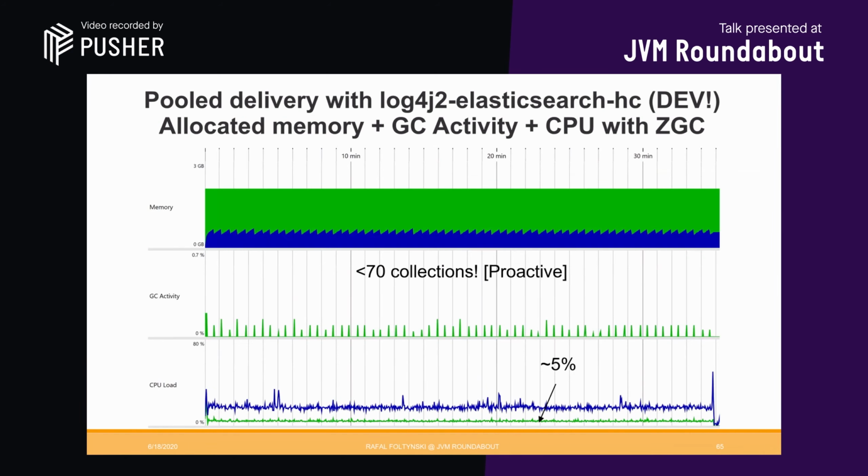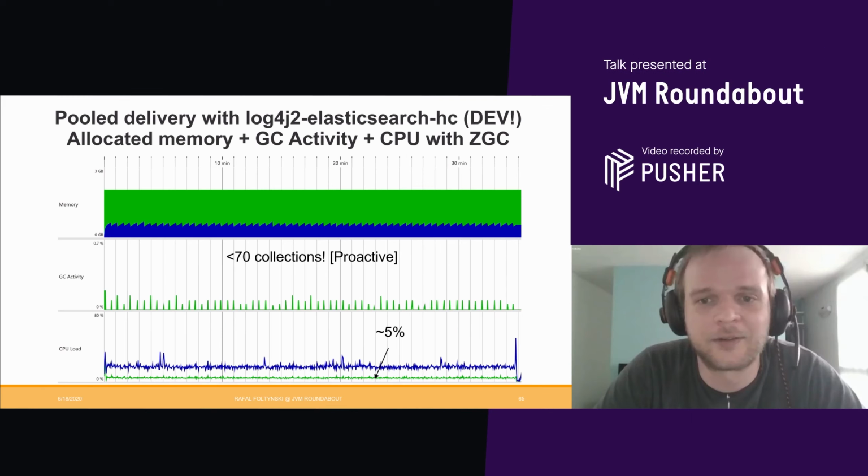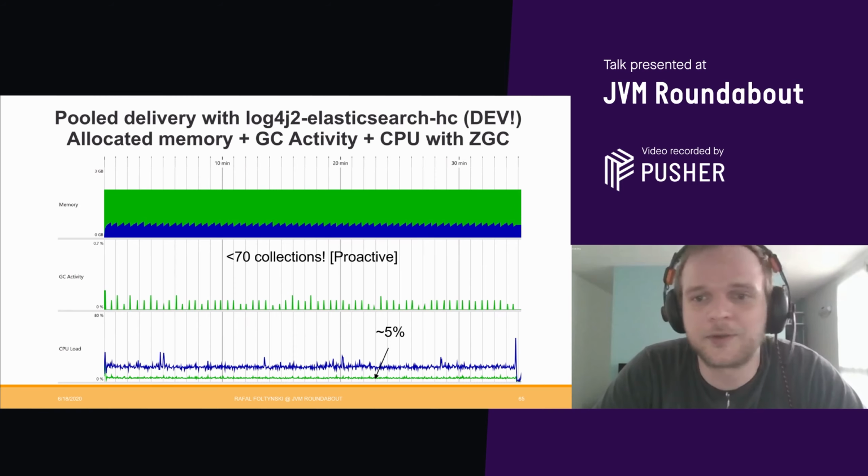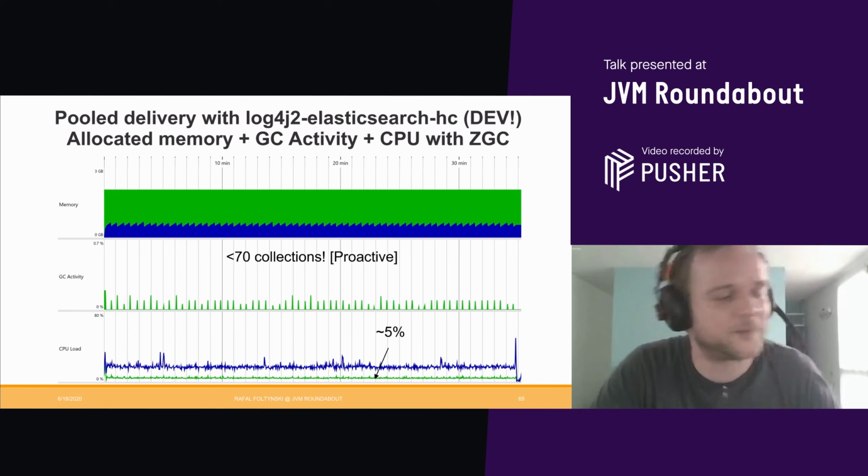So I also decided to switch to ZGC, Java 14. In Java 14, ZGC was finally released to Windows. So why not test it out? There were less than 70 proactive collections. This will be important in a minute. I can finally see the CPU. CPU usage was roughly 5%.